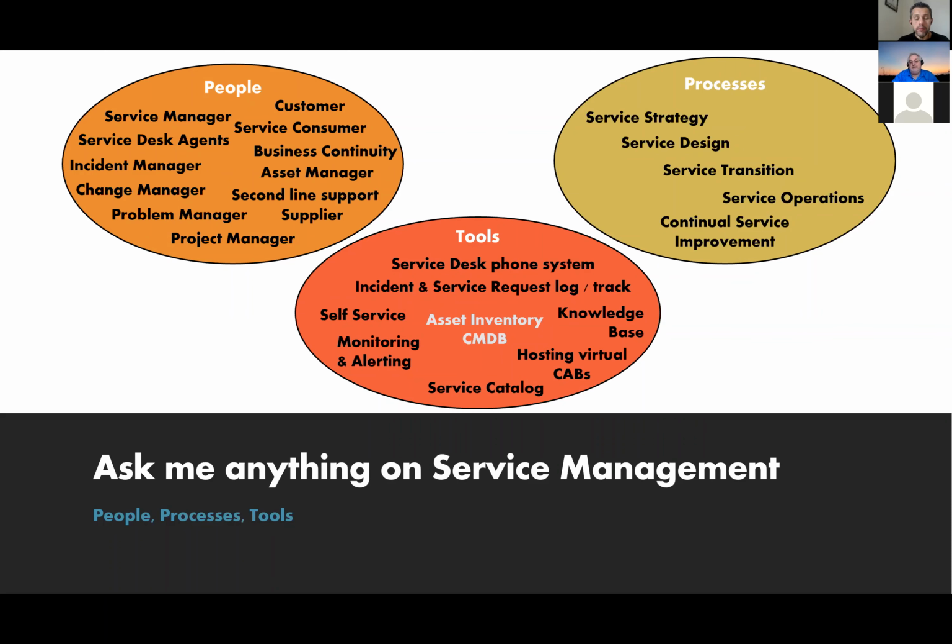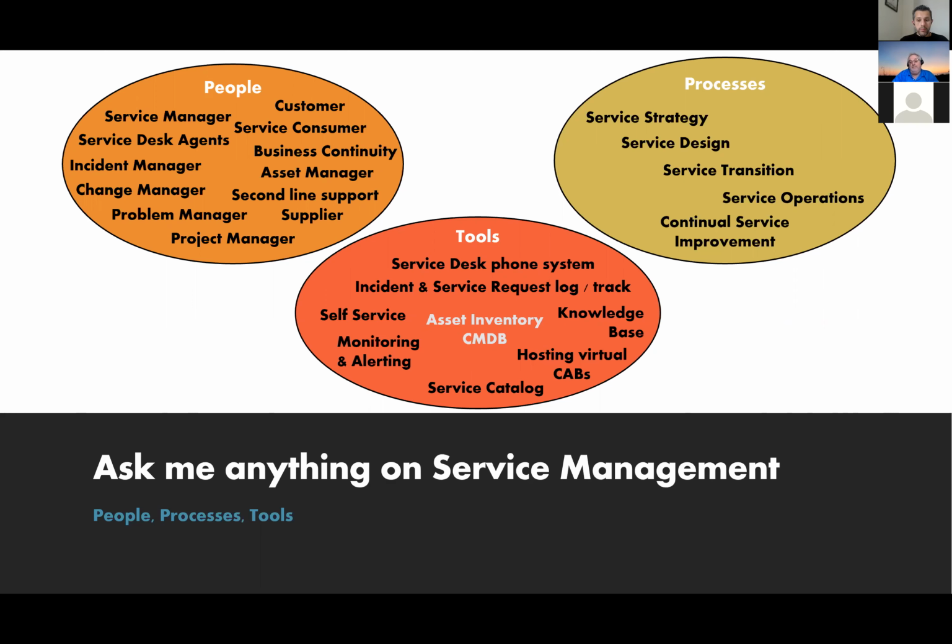So the incident and service request logging and tracking, typically through Service Desk, could be one of those tools. There could be an asset inventory as part of that with a configuration management database or CMDB behind it. It would also store the knowledge base and provide a level of self-service. So the current range of service management tools will provide many of those.